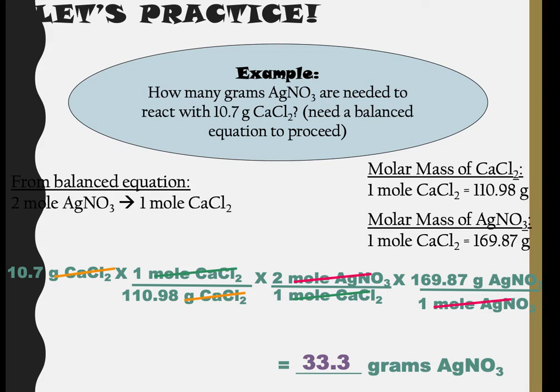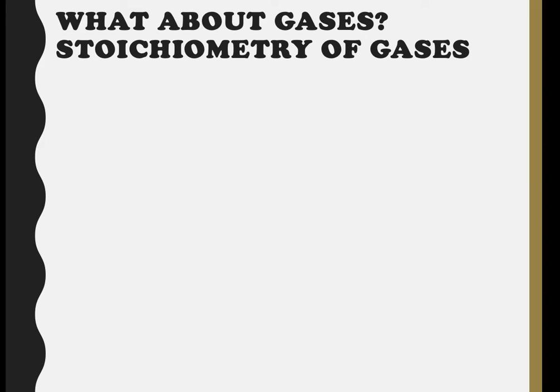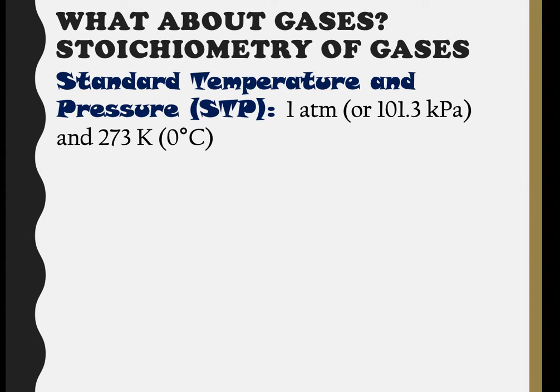So to get the 33.3, I take my 10.7, I divide by 110.98 because it's on bottom. I multiply by 2 because it's on top, and I multiply by 169.87. So I'm just multiplying the fractions that I've created here. So when it comes to gases, last term when we talked about gases, we were doing Boyle's law and Charles' law and the ideal gas law.